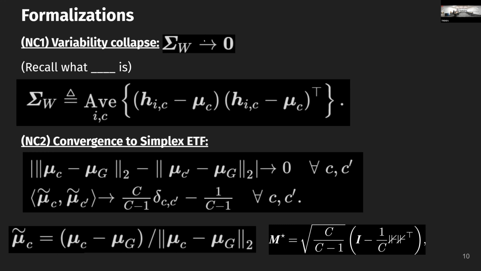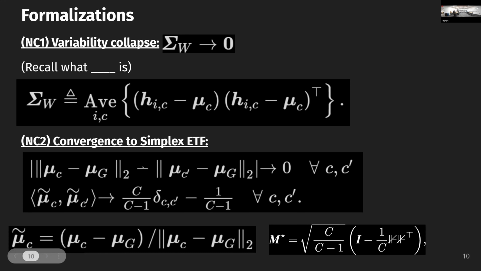So everything is collapsing to a ball. Recall what sigma W is. I've got to copy out sigma W, put it back in there. And then this is just the formalization of the convergence to the simplex. So maybe you guys can help me. Maybe this will help us untangle that simplex notation a bit.